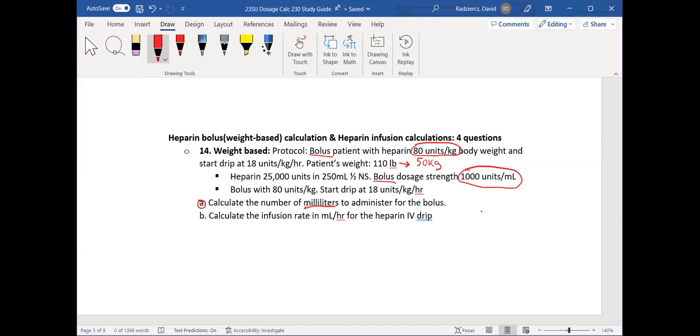So you're going to take the patient's weight, 50 kilograms, and you're going to get rid of that by multiplying by the 80 units per kilogram. Okay, so step one, account for the patient's weight. So 50 times 80 gives me 4,000 units.